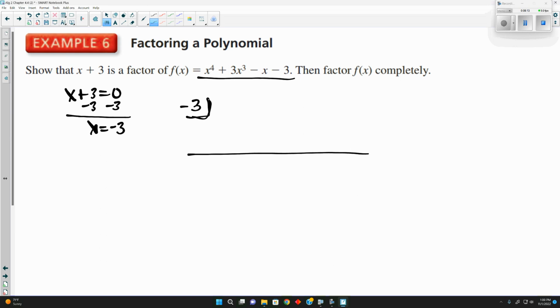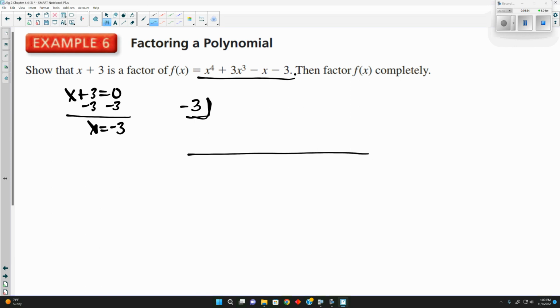So across the top, what's the degree of our polynomial? 4, yes? So how many terms should we have? How many terms are listed up there? 4. So we know we need a 0 because we need 5 terms total. Everybody good with that?